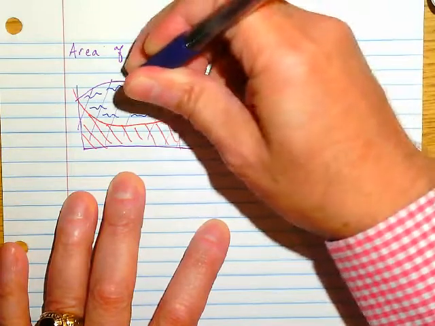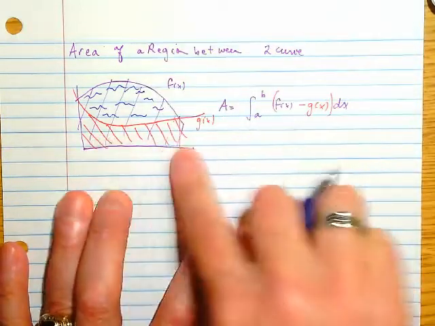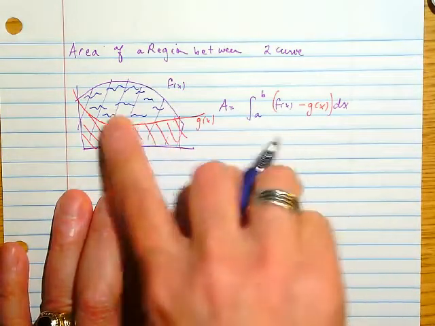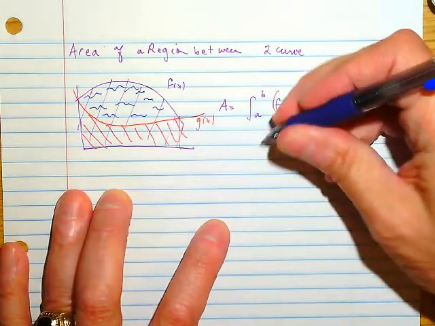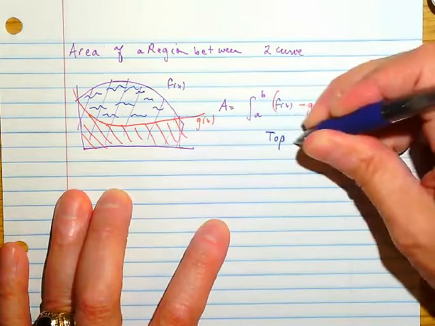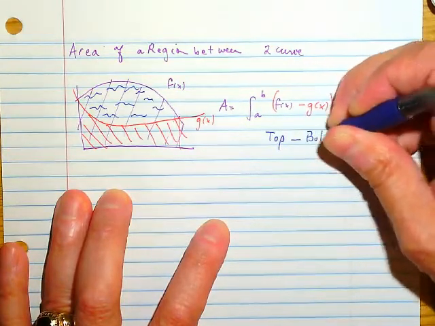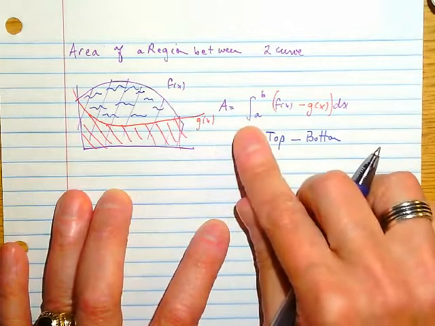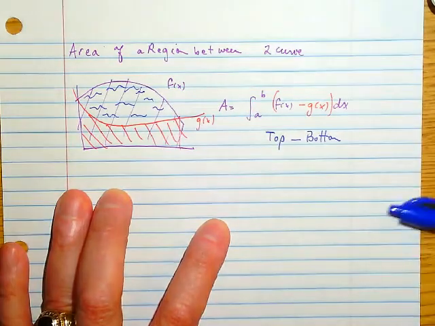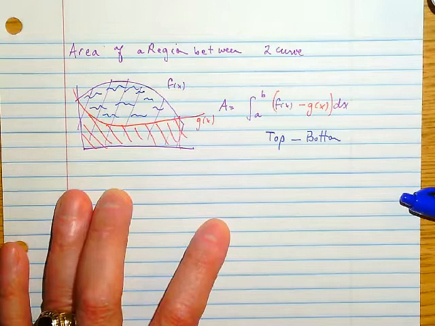If I've got the big area minus this area below the red curve, that should give me that area between the curves. Okay? The keyword here that I want you to think about is top minus the bottom. Remember, this integral means accumulate. I'm accumulating a bunch of areas of rectangles.